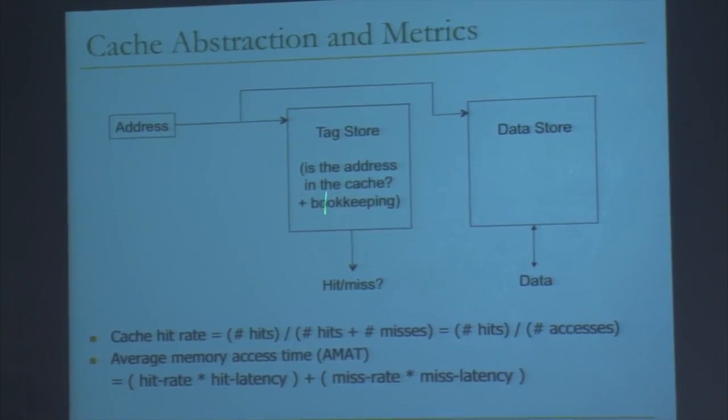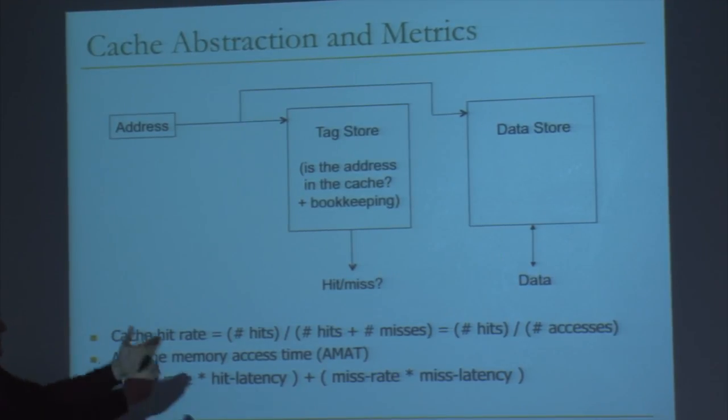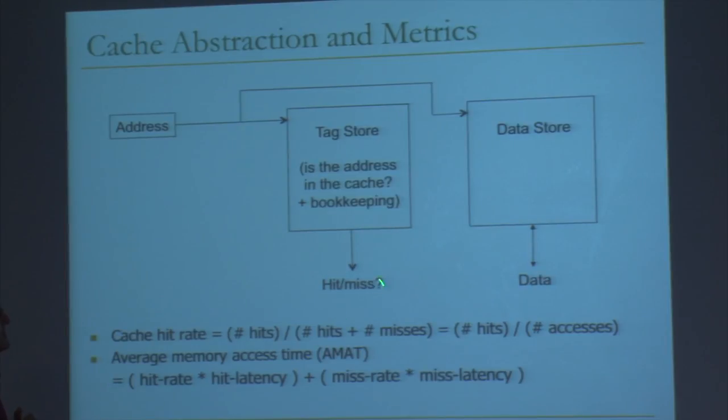So you supply the address to the tag store, you get a hit-miss signal. And in parallel, you can supply the address to the data store, and you could get all of the data out, and if the hit-miss signal says hit, then you use the data. If the hit-miss signal says miss, then you don't use that data. That's the idea. Or you could access this serially, which we'll talk about.